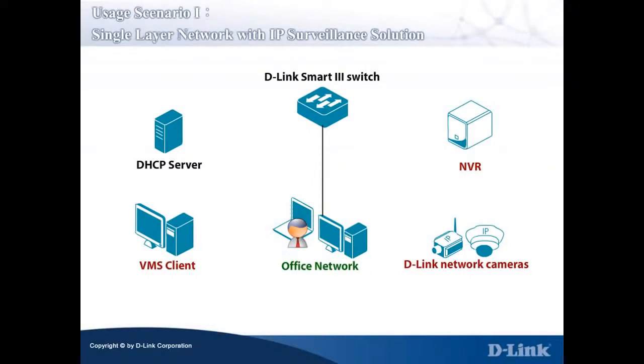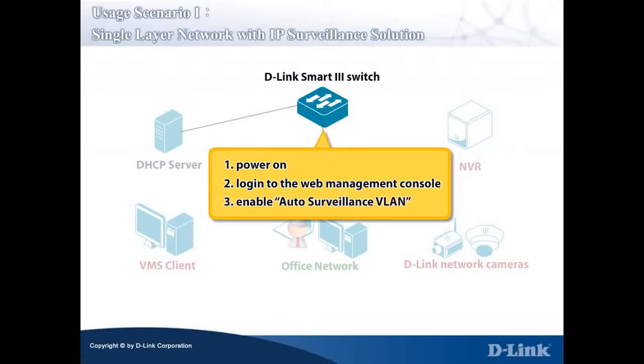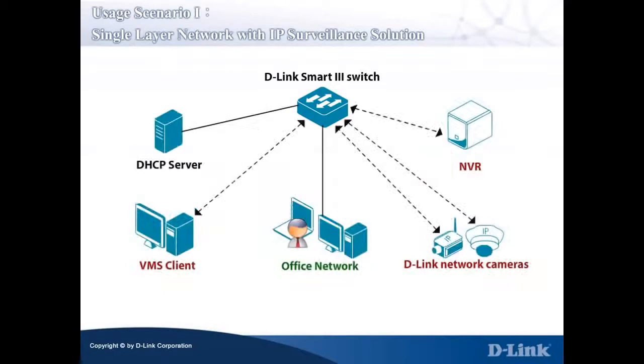By the way, the DHCP server, which currently exists in the user's network environment, is for dynamic IP address assignment to client computers. Simply power on the Smart 3 switch, log in to the Smart 3 switch web management console to enable the auto surveillance VLAN feature, and connect all components to it, and you are done.